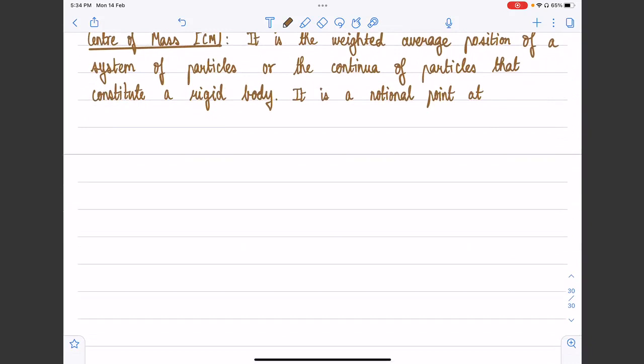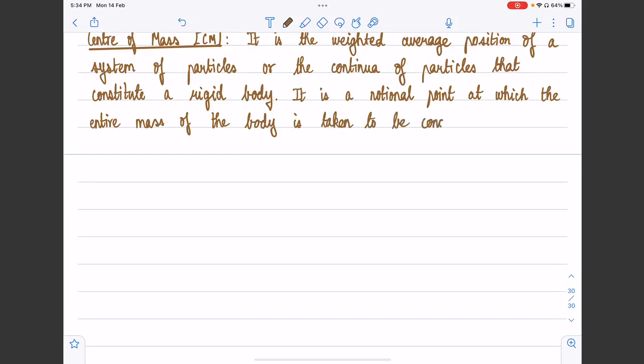It's a notional point at which the entire mass of the body is taken to be concentrated to visualize its movement. Okay, that's the center of mass.